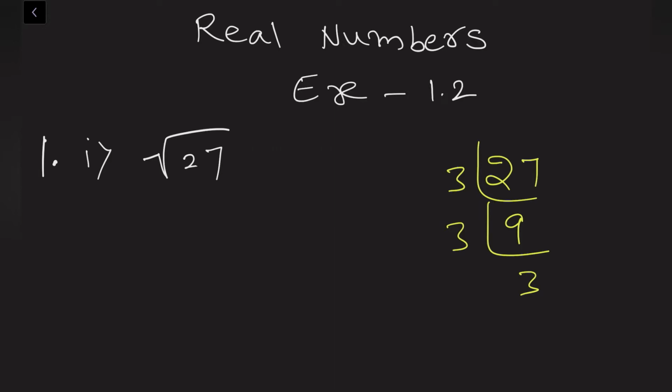To confirm whether any number is a perfect square or not, we need to check that every number should be there two times. Here 3 is there 2 times, but one more 3 is alone. So we require one more 3 to make it a perfect square. So root 27, 27 is not a perfect square. Then obviously this will become an irrational number.